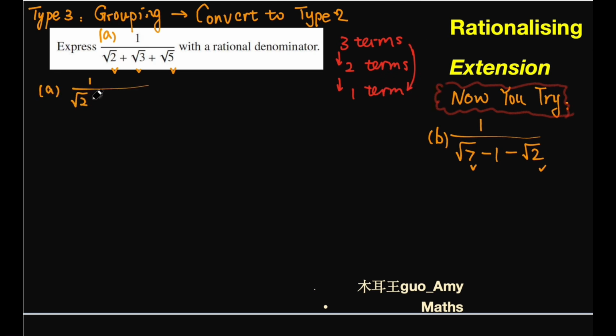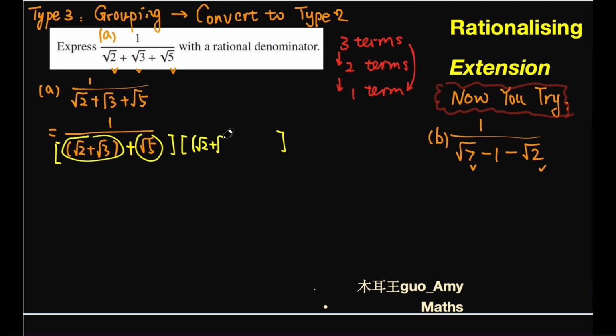We are going to try part A together. For the denominator, these 3 terms, we can group them by putting root 2 and root 3 together and then use a bracket to show the group. And then we just say there are 2 groups. Then it has been converted to type 2. In this case, these 2 groups, it's the sum of them. We are going to get root 2 plus root 3 and then minus root 5. And the numerator will be multiplied by this factor as well.